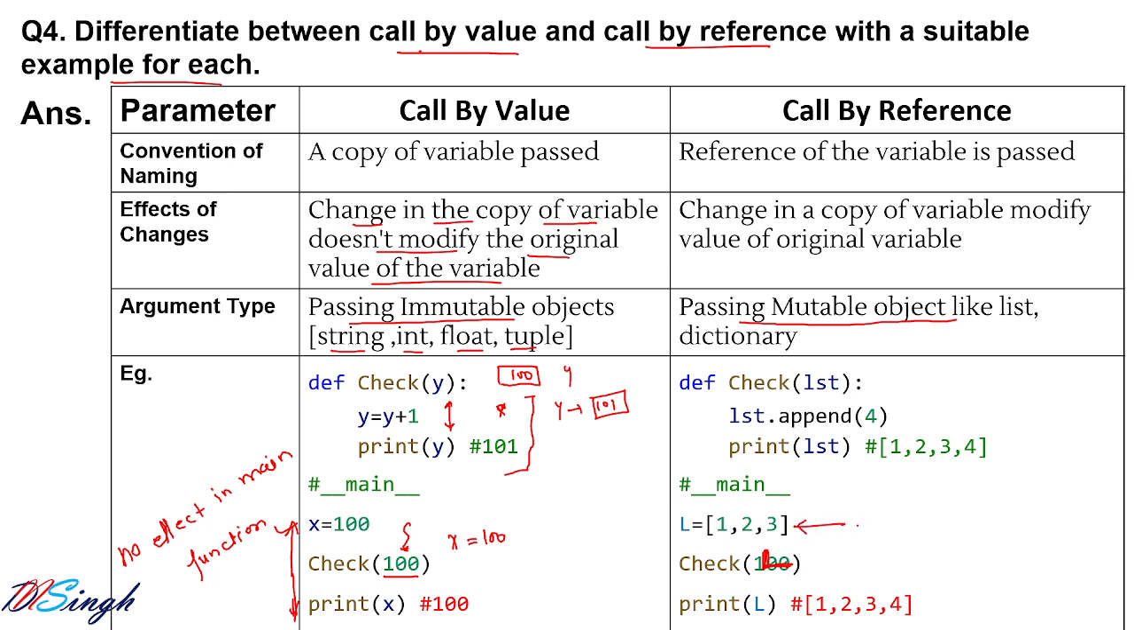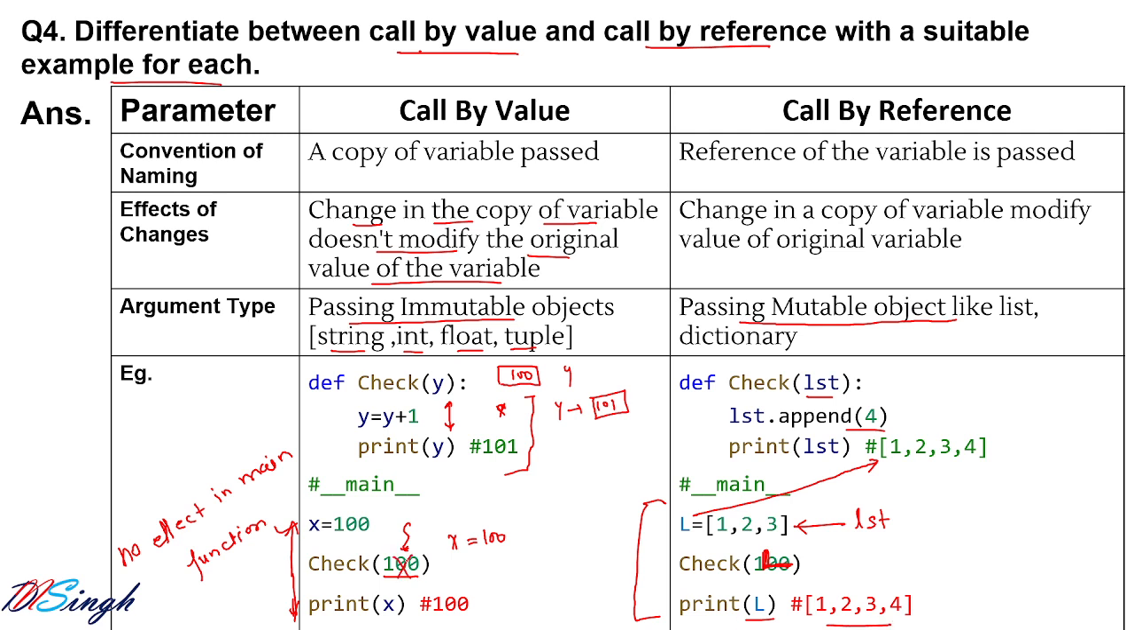LST will point to the same place, or LST will also hold the reference of this same list 1 2 3, and whenever you perform append 4 to it, the list will become 1 2 3 4. So L will now have 1 2 3 4, and whenever you print L inside the main, LST is a local variable to this check function, but if you change something in LST, that will be reflected in L also.